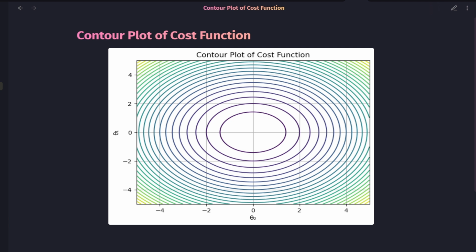This is a contour plot, a top-down view of the 3D cost surface we just saw. Each oval line shows a level of constant cost. The closer we get to the center, the lower the error. Gradient descent helps us move through these contour levels step by step, always heading toward the center, where cost is minimum. It's like navigating a map to reach the lowest point of the valley.